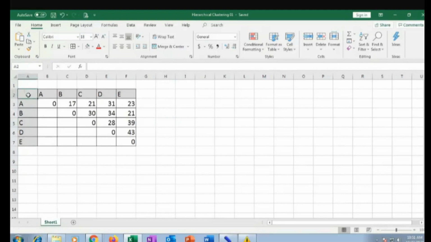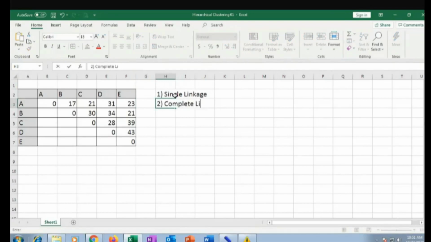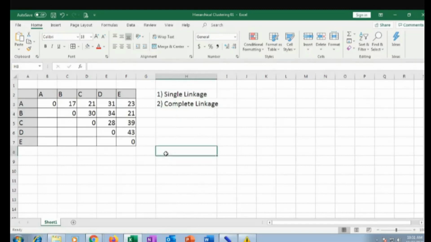You are given this distance matrix, and you are asked to solve with single linkage, and then also with complete linkage. Now let's start with the first method, single linkage. In single linkage, you will first start with the distance that is the minimum one.